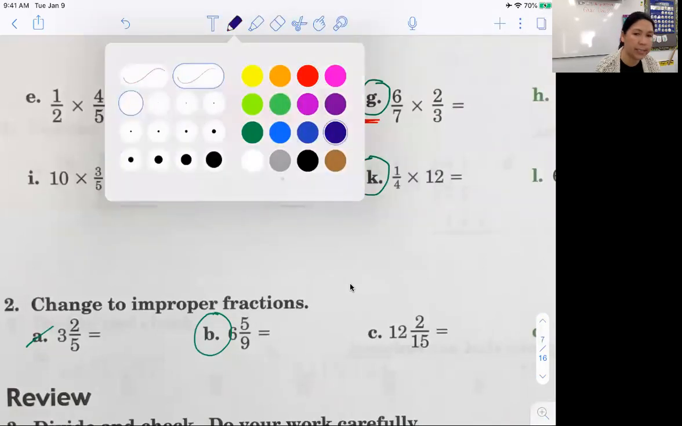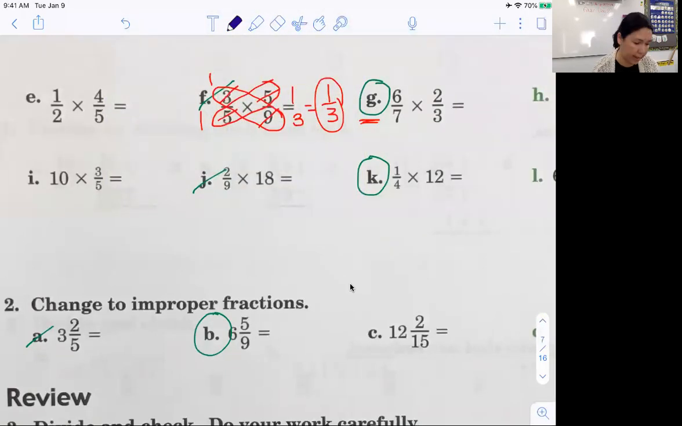All right, moving down to letter J. 2/9 times 18. Now remember with this one, we just learned this yesterday. If I have a whole number, I need to make a fraction, because we can only multiply fractions times fractions, not whole numbers times fractions. So watch what I'm going to do.